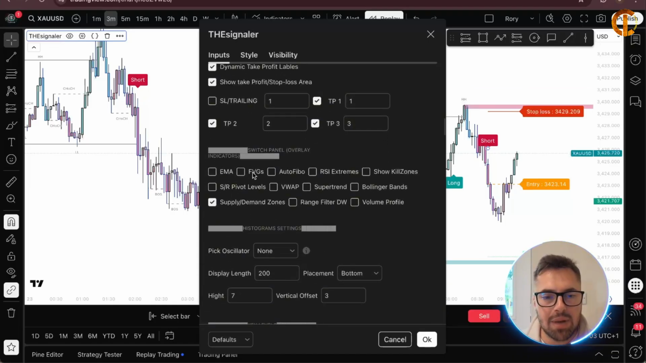Obviously down here, EMAs, fair value gaps, auto fibs, RSIs, kill zones, support and resistance, VWAP, super trend, Bollinger Band, supply and demand, range filter, volume profile. This indicator has so much for everyone, and whether you're trading smart money concept or ICT teachings, then you can sort of tailor it to how you want it. It's an indicator with so much that you can tailor to your trading style.